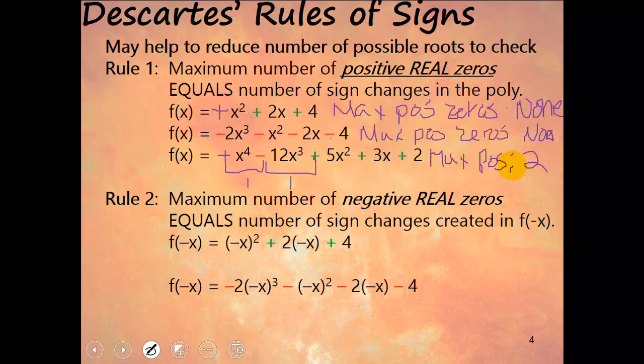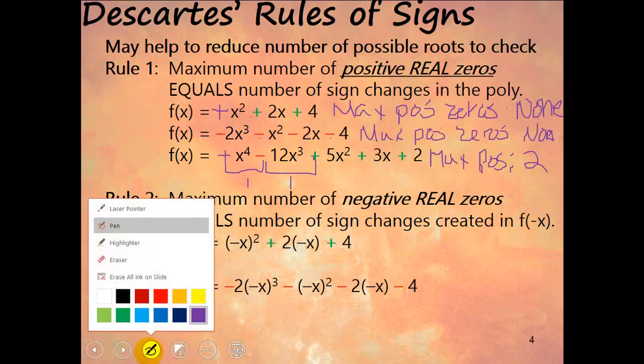Now, because we can have complex roots, that means another alternative exists that we could have 0. They're going to go down by 2s. The positive and negatives are always going to go down by 2s, but you can't have a negative number of solutions, okay? So this one could have 2 positives or 0 positives, okay? Now, to check the maximum number of negative real zeros, this one takes a little bit of work because you have to plug in f of negative x.